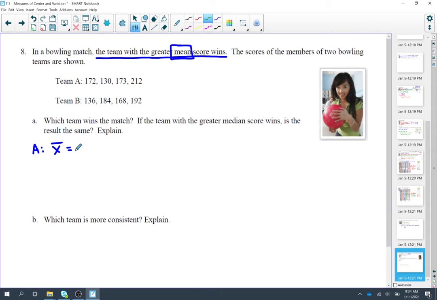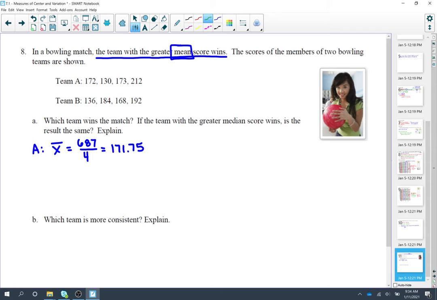So for team A, if I add the 172, 130, etc., you're going to get 687. And then there are 1, 2, 3, 4 scores. So I'm going to divide by 4, which is going to get me a mean of 171.75.